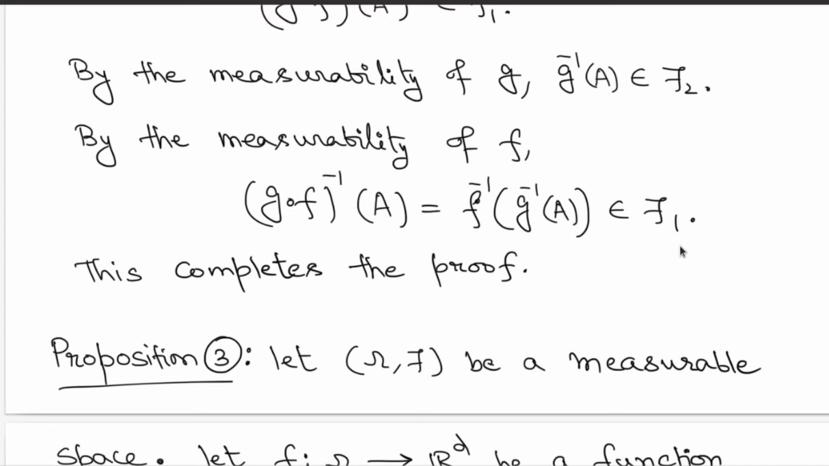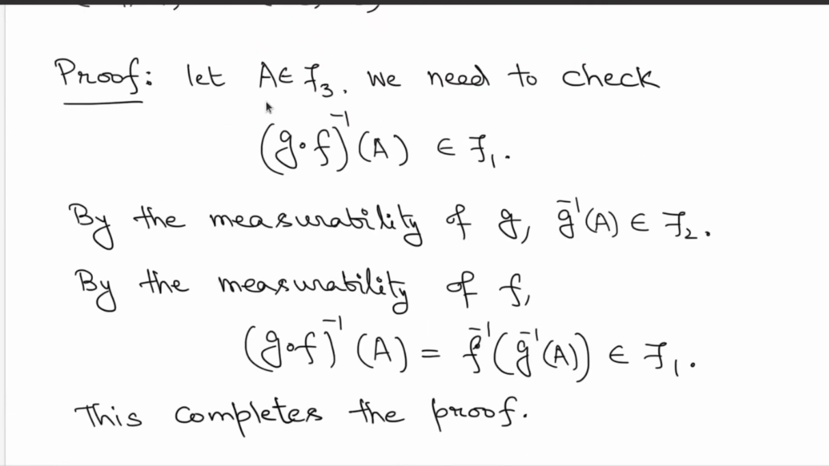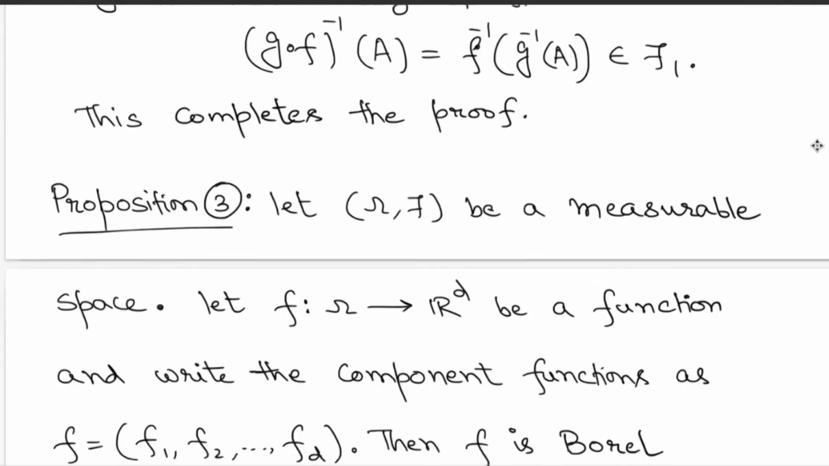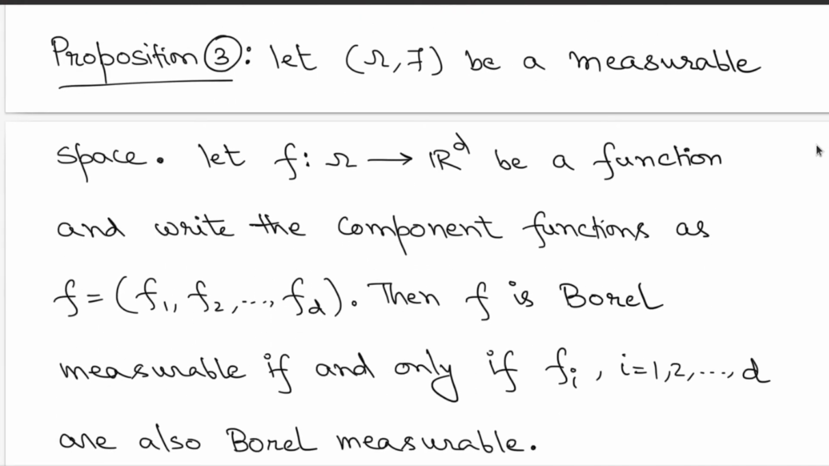And therefore, since you have proved it for any arbitrary set A in script F3, you can claim that g composition f is measurable. So this is a very important property, and you are going to see the usage of this right now. So we are going to apply this composition operation now.